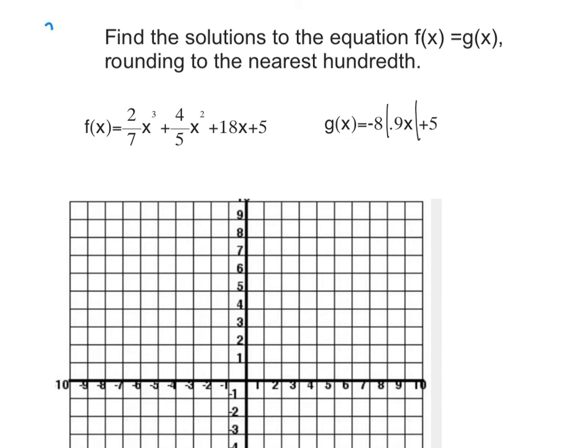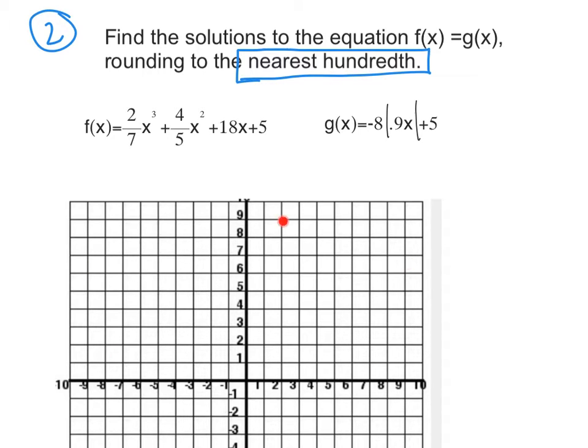Example number 2. Find all the solutions to the equation rounding to the nearest hundredth. Well, I want you to underline this nearest hundredth. The second they say that, it's probably not going to turn out as a nice equation to do by hand. And look how hideous this is. A cubic, an absolute value. It's just hideous. So the idea is they want you to graph them.